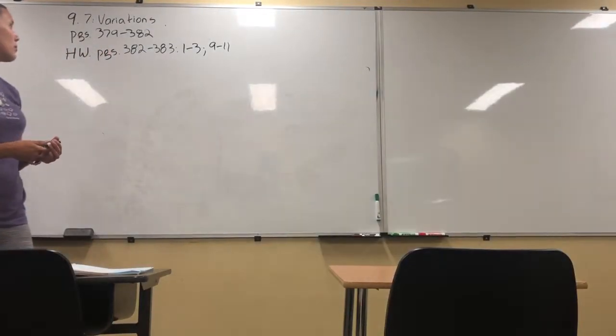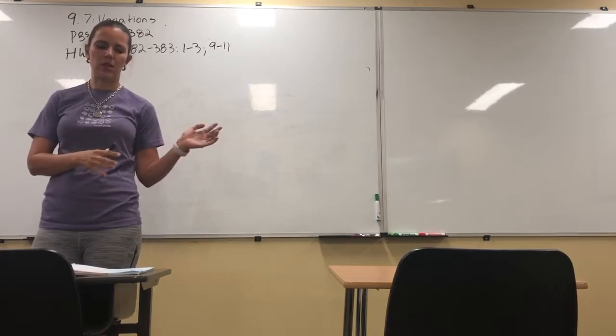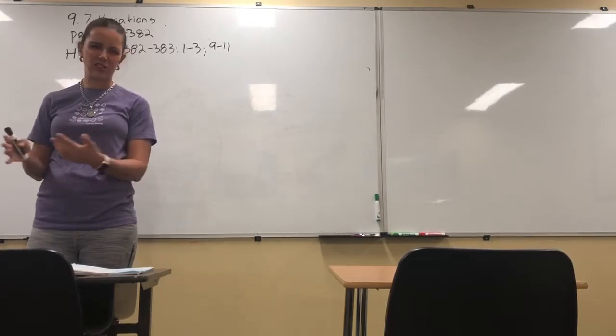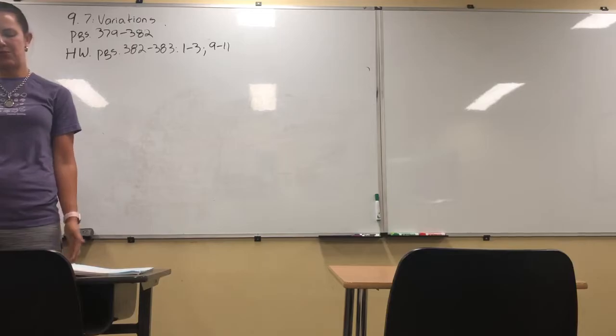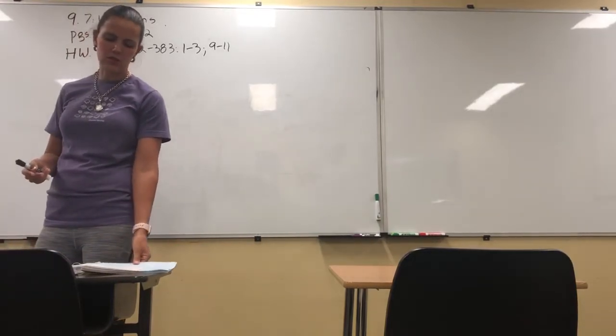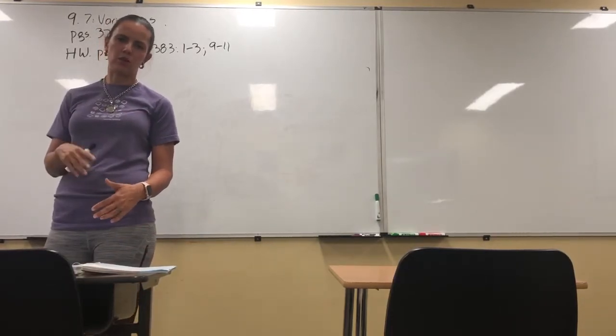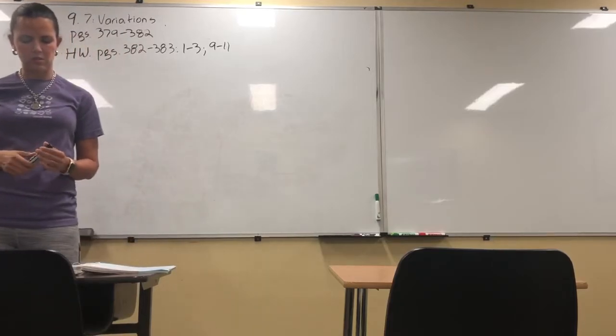Alright guys, now we're going to do chapter 9, section 7. It's called variations. Not my favorite chapter, not my favorite section. All the stuff we've been doing till now is actually kind of useful. This is just particulars of polynomials and of rational expressions. So we're going to go over it kind of fast. You don't have a ton of homework on it, but I just want you guys to understand the concept, okay?